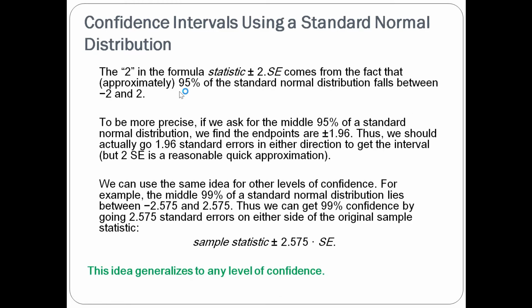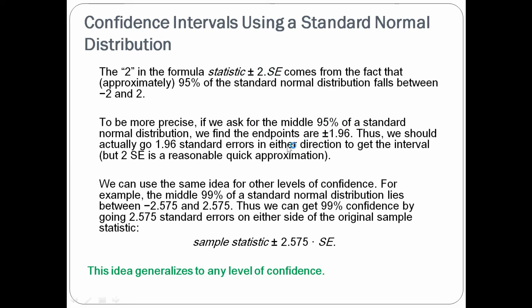So let's see how. When we were asked to find the endpoints, leaving an area in between that is 95%, we found that the z points were negative 1.96 and positive 1.96. And if you round these numbers, you can write them as 2. So we have been actually using 2 as a roundup for this number every time we were asked to find the 95th percentile. And that's why the formula contains 2 in it.